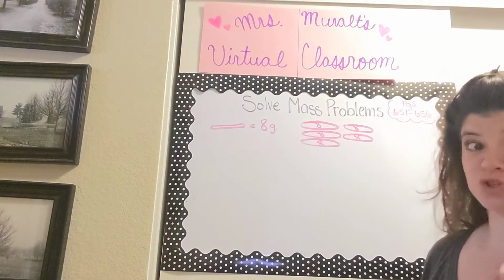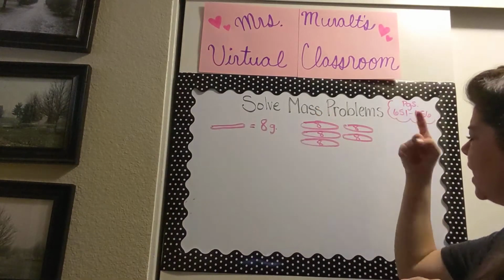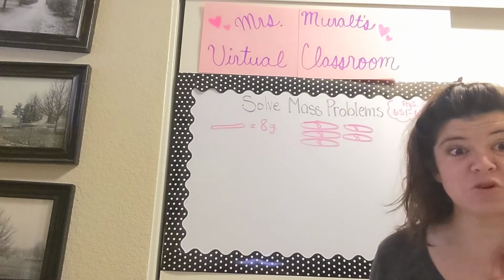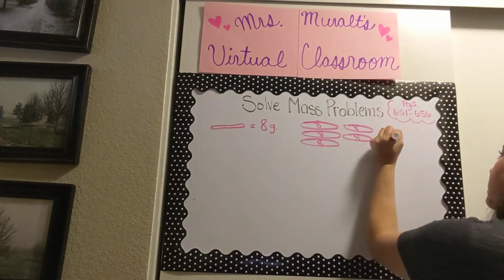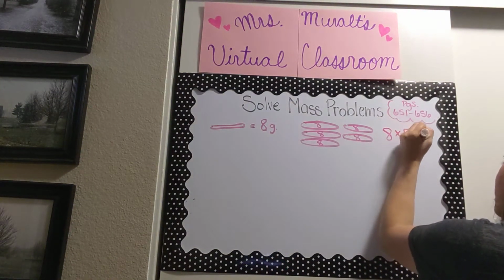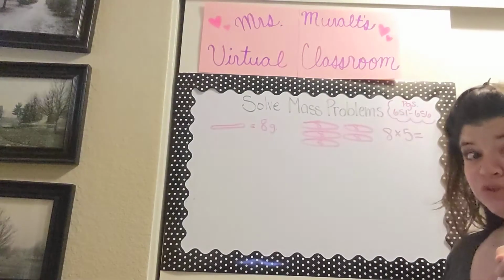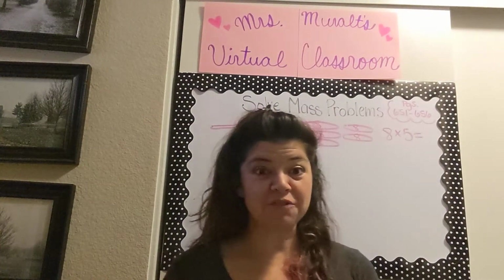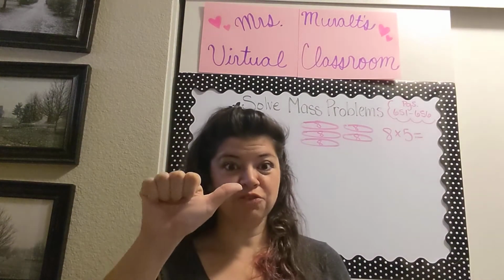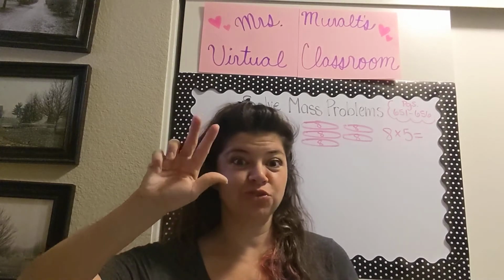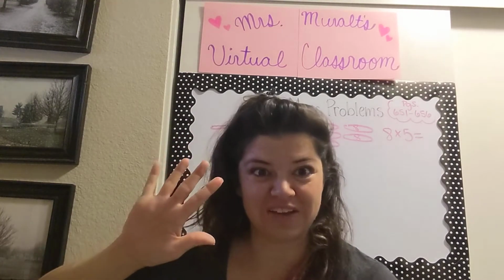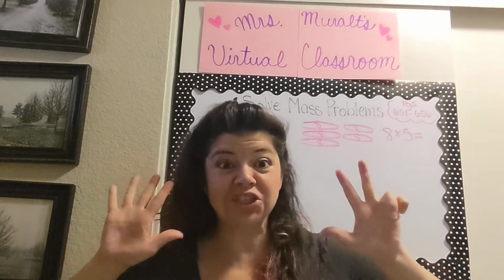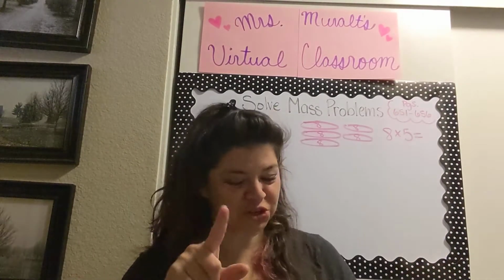Drawing pictures is super important in math. So now I have 5 with 8 on each one. I've turned it into a multiplication problem. 8 times 5 equals. Now, if you know how to count by 5s, we should be able to do this. Let's try together. We're going to count by 5s 8 times. 5, 10, 15, 20, 25, 30, 35, 40. Did you get 40? If you did, you're right.